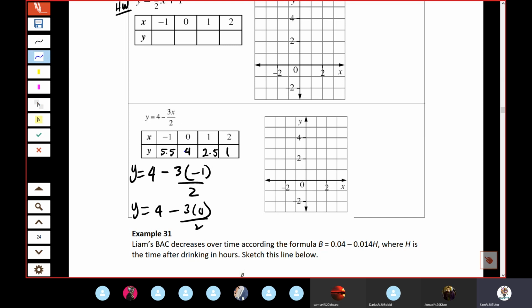Look at 0. There's your term that's by itself, 4. And then the number in front of your x. What's the difference between each of these here? 1.5. And is it increasing or decreasing? Decreasing. That's why it's a -1.5, right? Because negative 3 over 2 is the same as me saying 4 take away 1.5x.